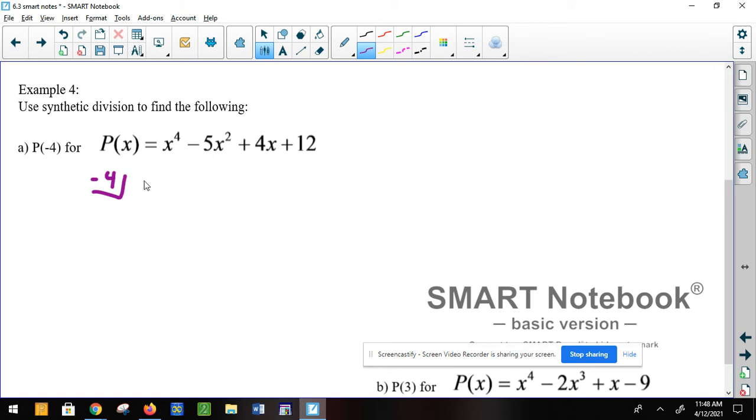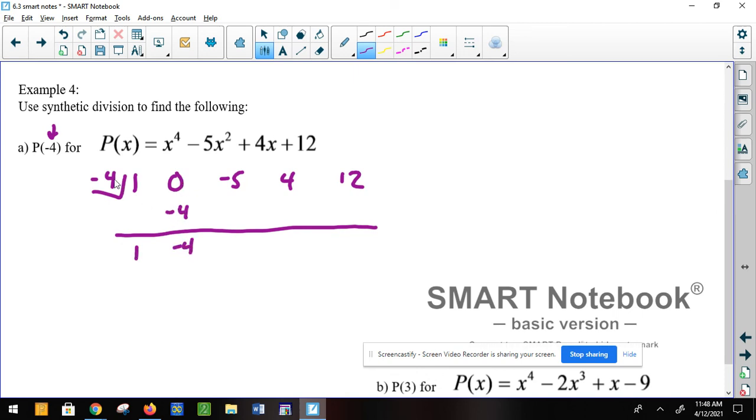So what we're going to do is if it's asking what is p of -4, -4 is the number, that's the divisor. Now you list out the coefficients. Notice how there is a missing cubic term. We need a 0 placeholder for -5, 4, and 12. Drop the 1. -4 times 1 is -4. Add down, you get -4. -4 times -4 is 16. Add down, you get 11.